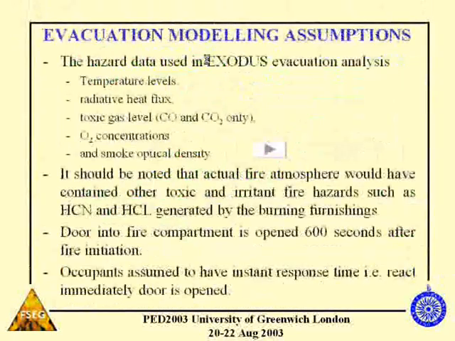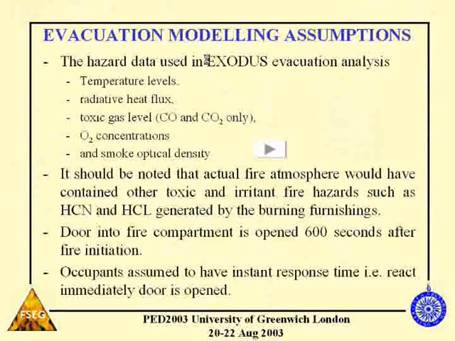about that. The hazard data used in the EXODUS simulation consisted of temperature levels, radiative heat flux, toxic gas. Now, the only toxic gases we had in the calculation were carbon monoxide and carbon dioxide. We didn't have hydrogen cyanide and all the rest of that. So this is going to underestimate the toxicity of the actual situation. We also had oxygen concentrations and smoke optical densities. So all of these were included in the calculations.